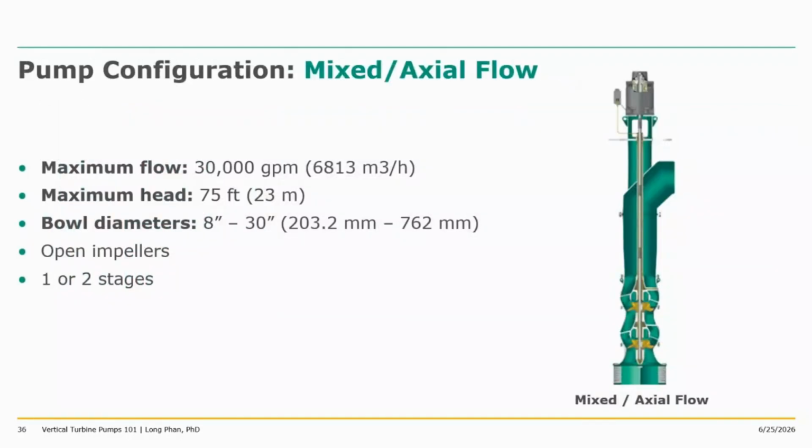So the mixed axial flow, more information for us: it can go to 30,000 GPM, max head of 75 feet, and the bowl diameter running from 8 inches to 30 inches. They normally have open impeller designs and typically 1 or 2 stages only.